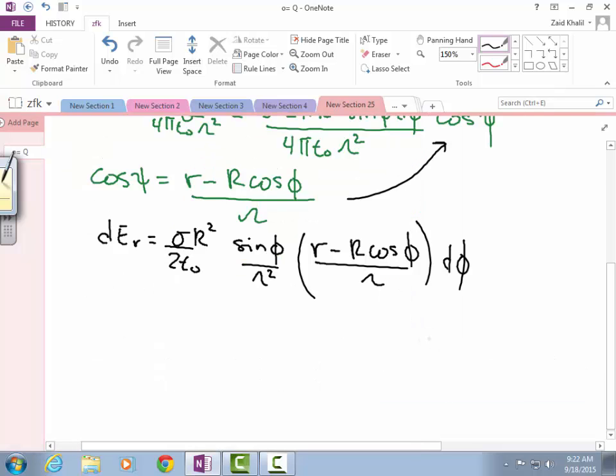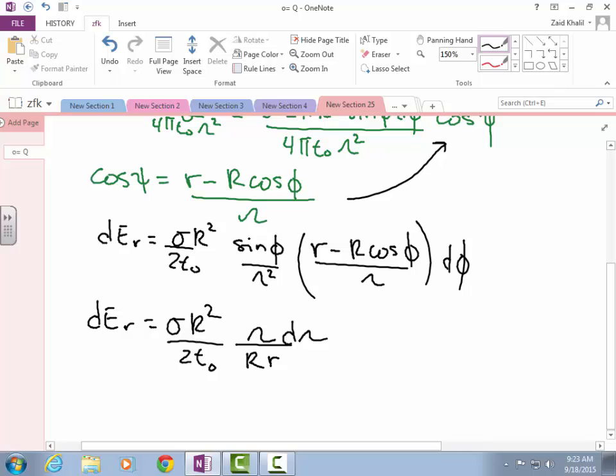So, what do we have? We have dE little r is equal to sigma big R squared over 2 epsilon 0. And then sine phi d phi, what was that? Script R over R little r d script R, right? That's what sine phi d phi is. Then we have this 1 over script R squared, and then we have this term, R minus R cosine phi over script R.